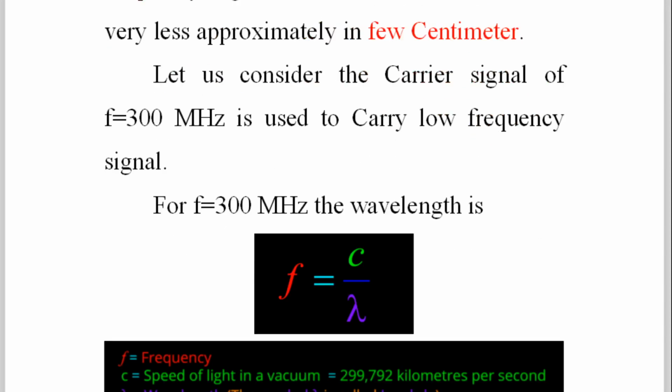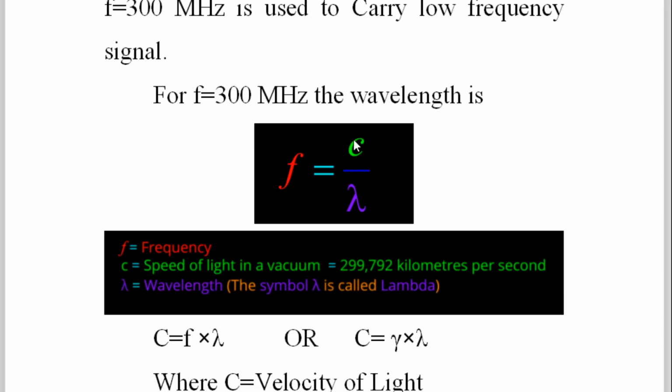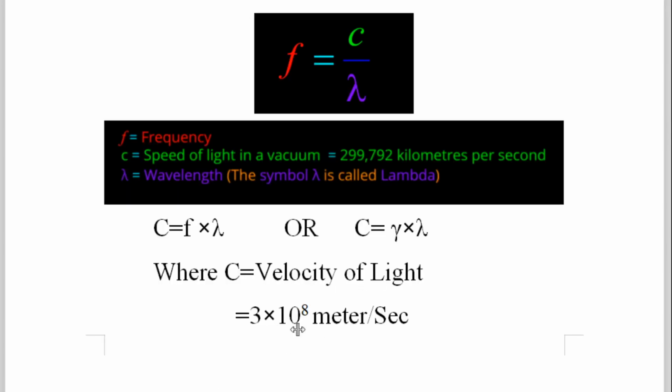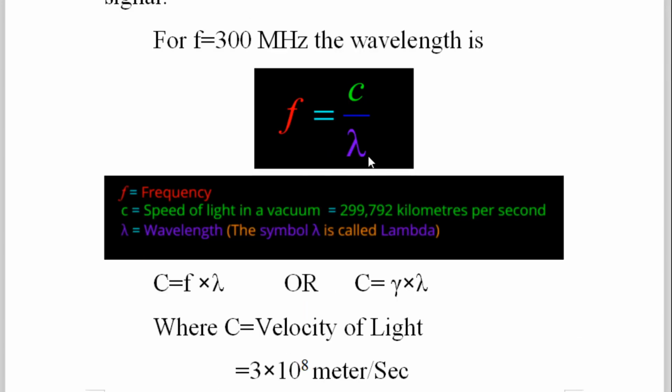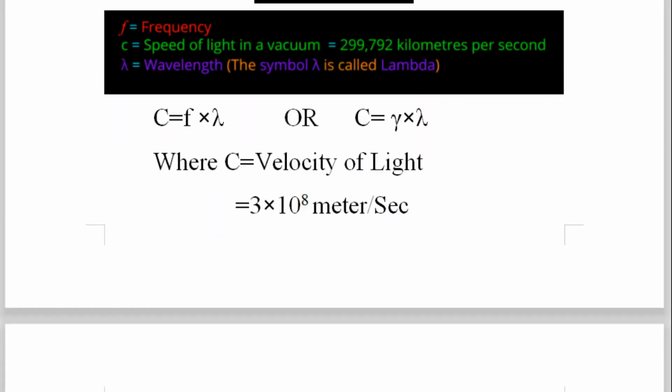The size is very, very small, approximately a few centimeters. So let us consider the carrier signal f equal to 300 megahertz, used to carry the low frequency signal. Now for f equal to 300 megahertz, let us calculate the wavelength. We know the equation f is equal to c divided by lambda, where f is the frequency, which we have taken as 300 megahertz, c is the speed of light, 3 into 10 raised to 8 meters per second, and lambda is the wavelength.